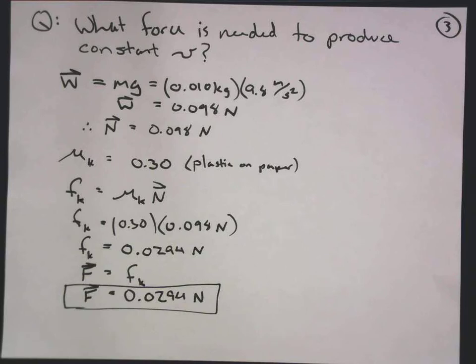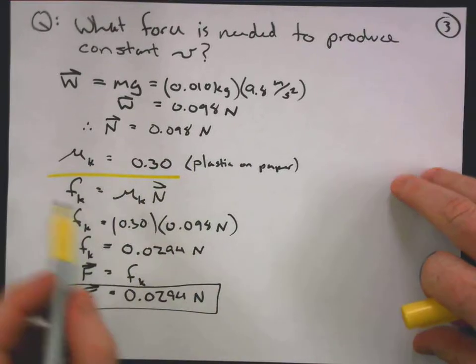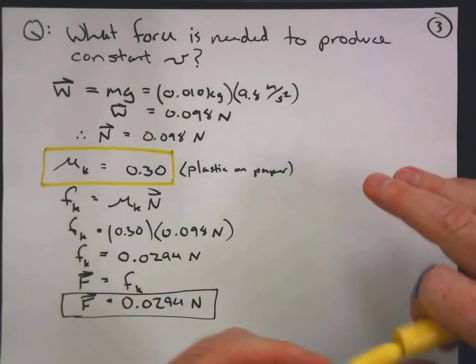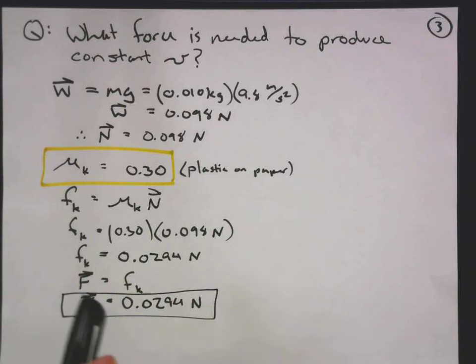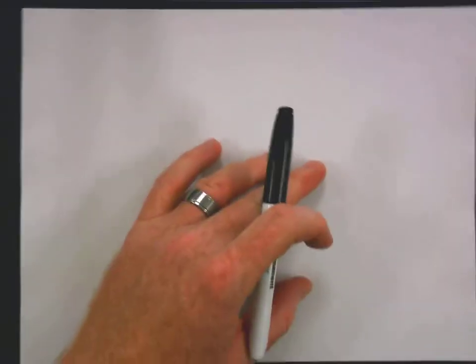All right. So we could find out that force required if we knew the mass. And what else did we have to know? We had to know this coefficient of kinetic friction. Now, that's kinetic friction, where things are moving. What about static friction?